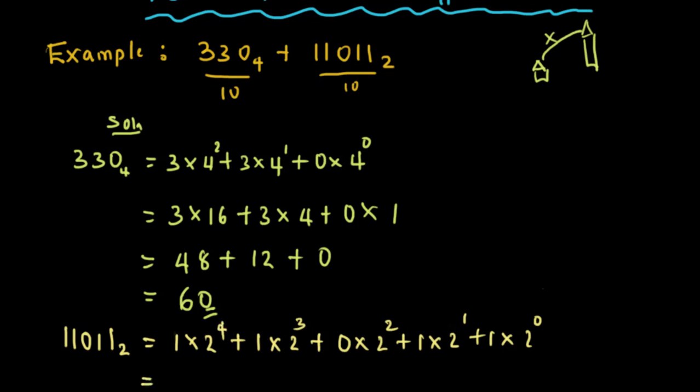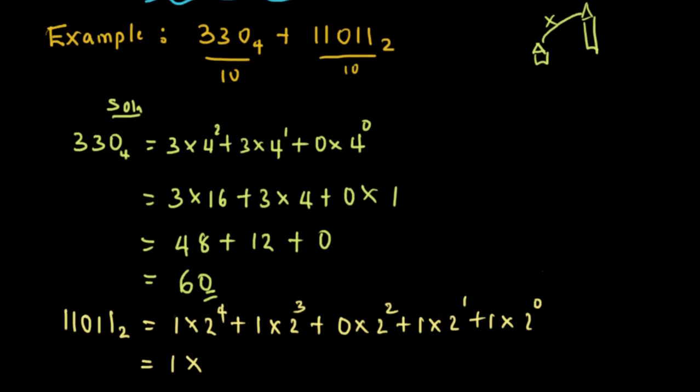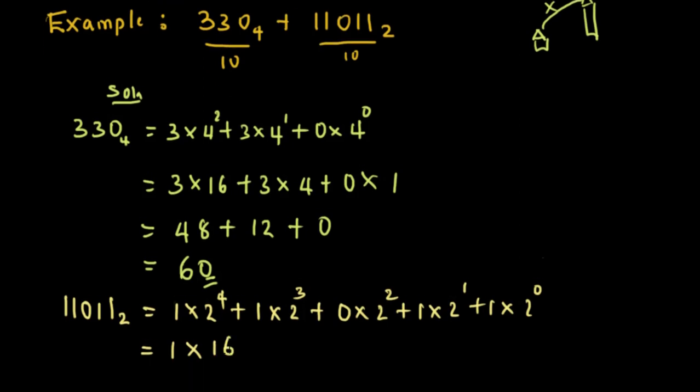Do you understand? So we have 1 times 2 raised to power 4, which is 2 times 2 times 2 times 2, and that will give us 16. Plus 1 times 2 raised to power 3 is 2 times 2 times 2, that is 8. Plus 0 times 2 raised to power 2 is 2 times 2, that is 4. Plus 1 times 2 raised to power 1 is 2. Plus 1 times 2 raised to power 0 is 1.